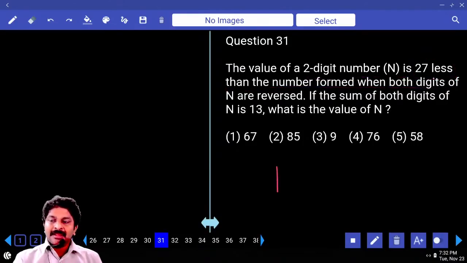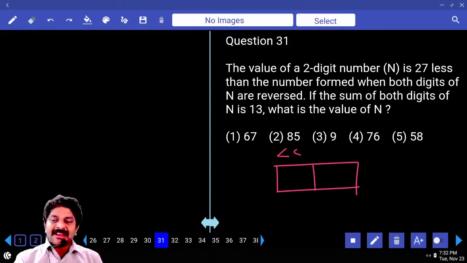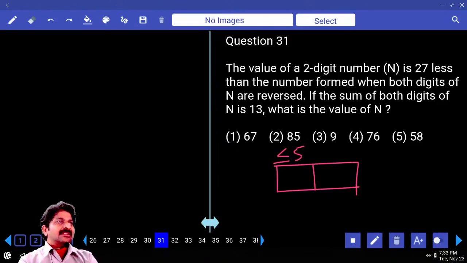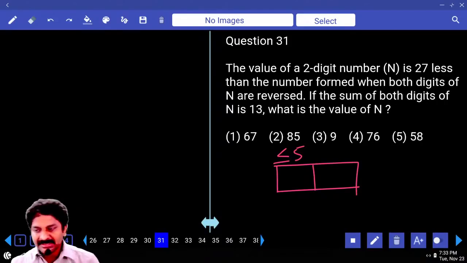Then your tens place is definitely less than or equal to 5. Am I right? So how many such options are there? Only one. Fifth option, final answer. Are you getting my point? Yes. Next.